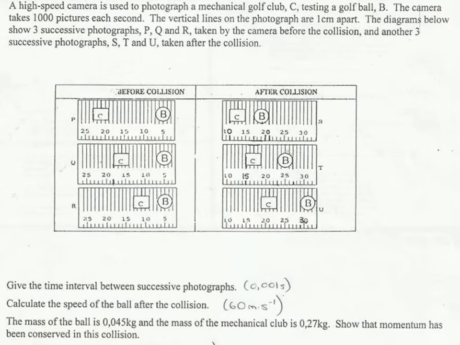The diagrams show successive photographs, P, Q, and R, before, and S, T, and U after. What is the time interval between successive shots? Well, if it's 1,000 pictures per second, it's a 1,000th of a second, which is 0.001. What is the speed of the ball after the collision?